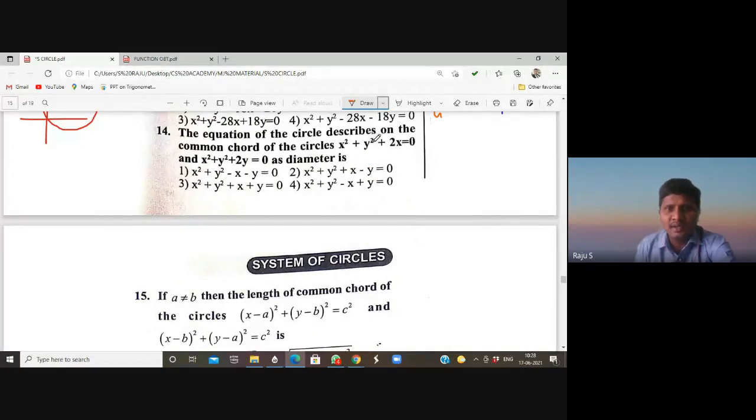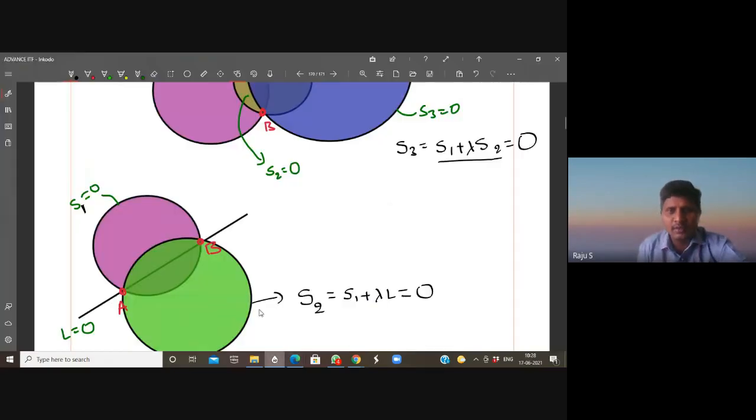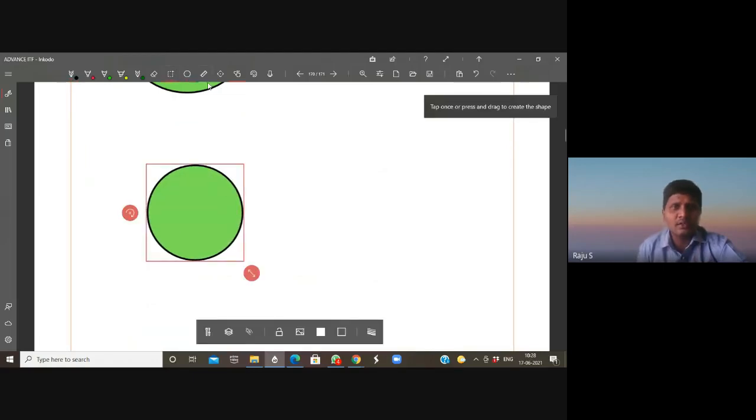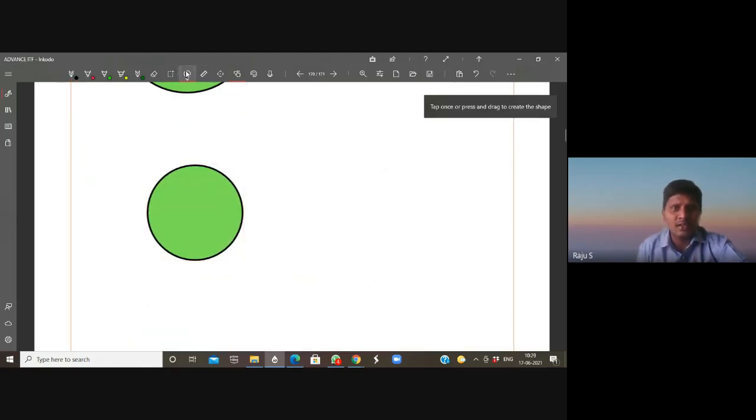And the 14th question. The equation of the circle described on the common chord of the circle x square plus y square plus 2x and another circle as diameter. Two circles are intersecting, and this is the common chord. Here the question is like the 11th question: when two circles are intersecting, they have actually given two circles.